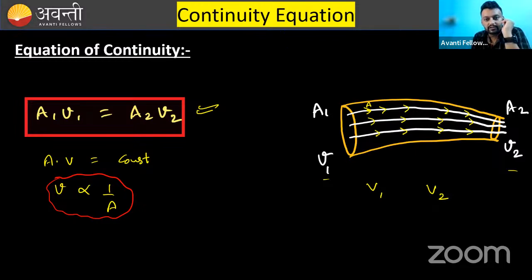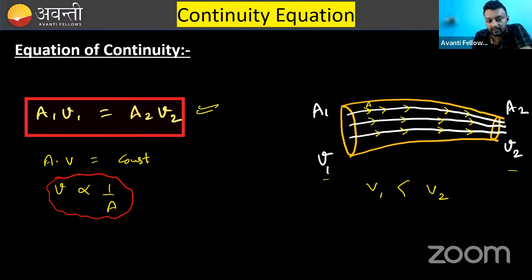Everyone is saying V2 is greater. Very good. Very good, Gauri. Very good, Veena. V2 is greater because the area is smaller. That's the one thing that we can learn: the smaller the cross section area, the higher or faster the velocity will be.